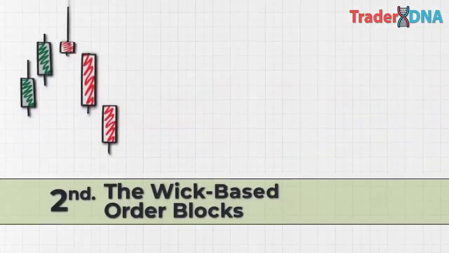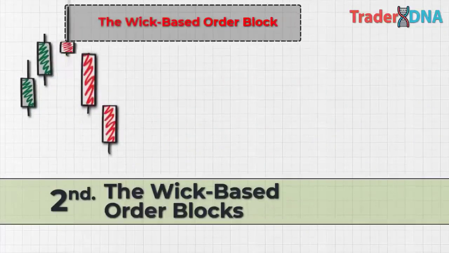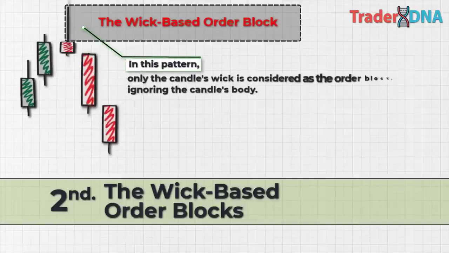The second type of order blocks is the wick-based order block. In a bearish market, wick-based order blocks happen when the shadow or wick of the last buying candle or the first bullish candle of the week is larger than half the size of the whole candle. In this pattern, only the candle's wick is considered as the order block, ignoring the candle's body. This method gives us a smaller and optimized zone, compared to considering the entire candle size as our interest area.